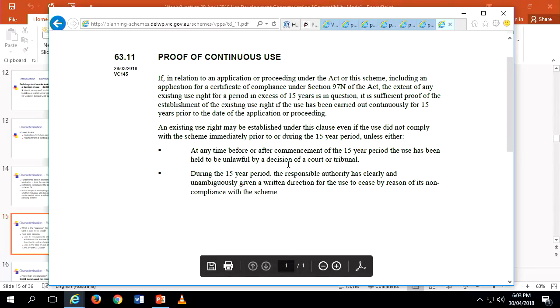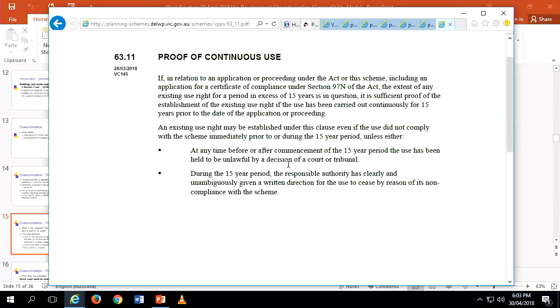So what's that mean? In your words, what do you think that means? In plain English. So even if it was a bit dodgy and not necessarily in compliance with the planning scheme, if no one complained for 15 years and you kept going continuously, now you've got existing use rights.